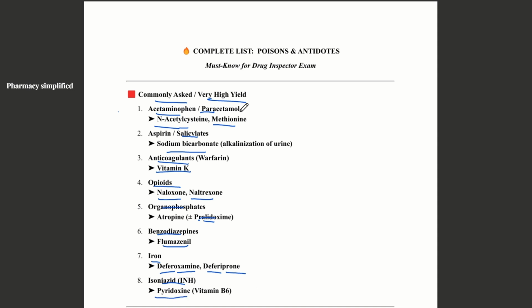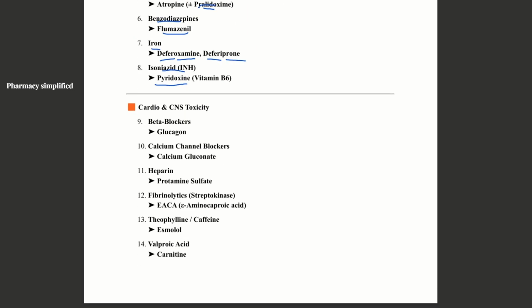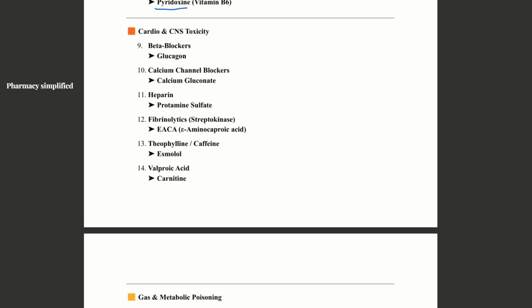Then next, poisons related to cardiotoxicity. First is beta blockers. For beta blockers, we use glucagon as an antidote. For calcium channel blockers, we use calcium gluconate as an antidote. For heparin, we use protamine sulfate as an antidote.